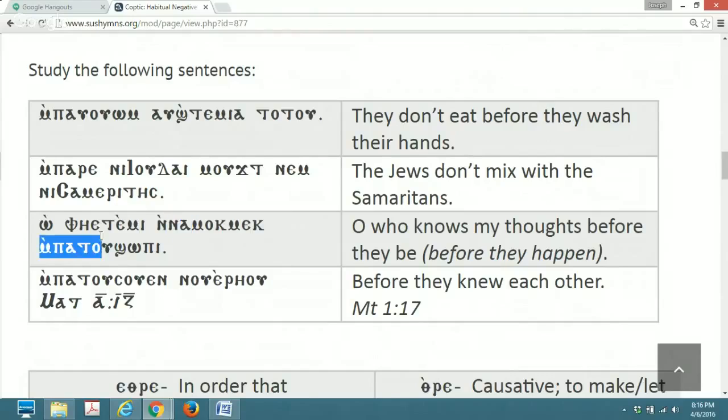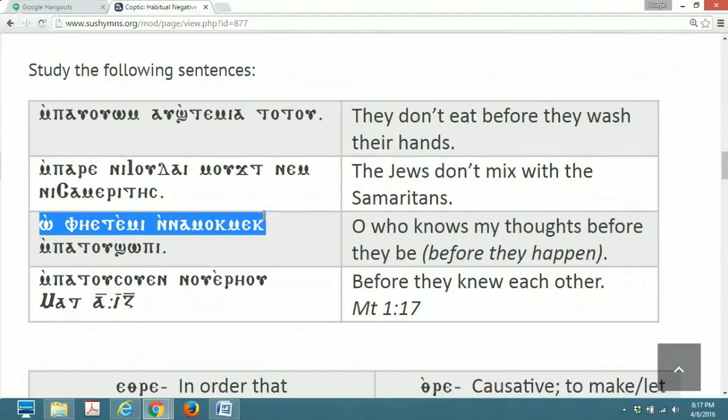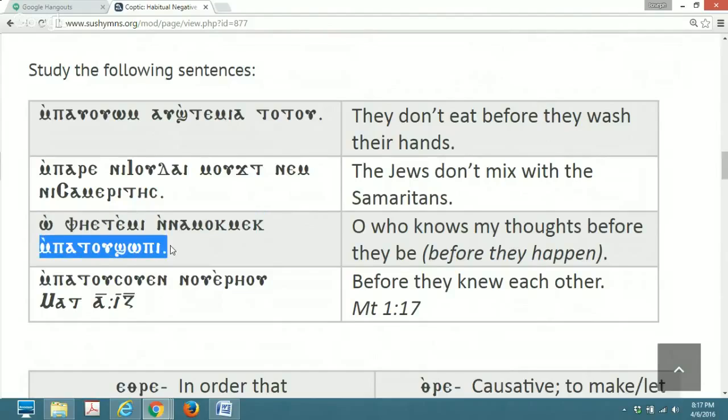And then we talked about empatu. So don't confuse empatu with empav. Remember we talked about empav. That's the third person plural of the negative habitual. This is the third person plural of the tense that means before. So, and shopi means to happen or exist or occur. So, oh, you who knows my thoughts, empatu shopi, before they occur.